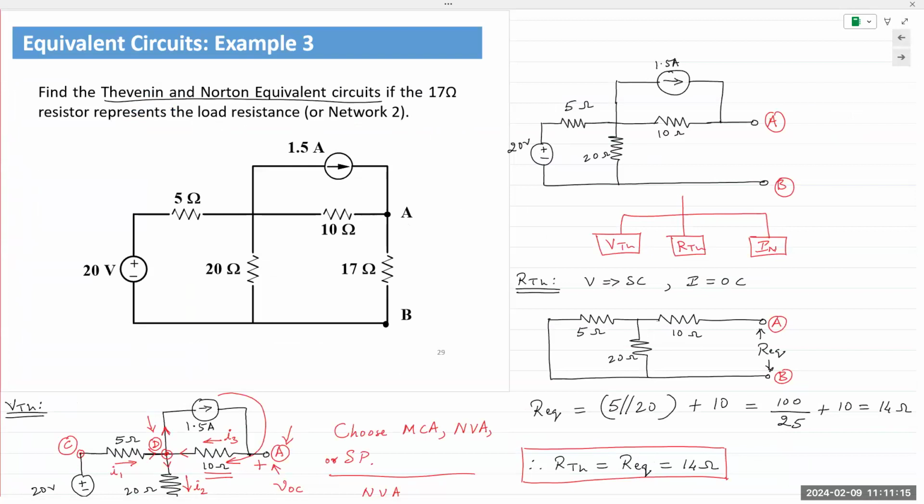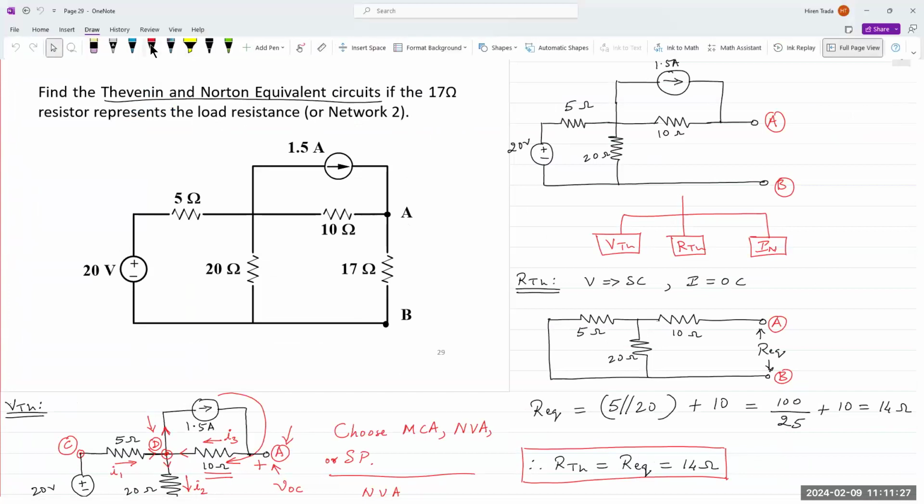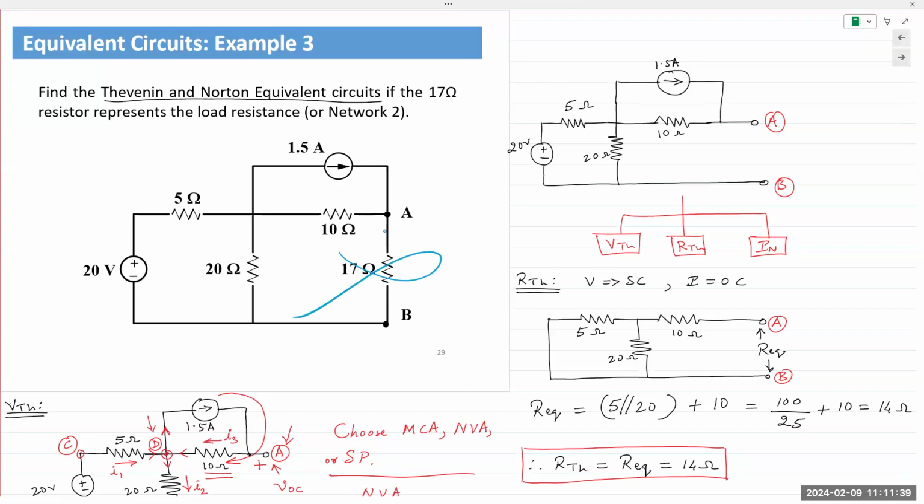Okay, equivalent circuits, example 3. We are asked to find the Thevenin and Norton equivalent circuits if the 17 ohm resistor represents the load network. And as always, whenever you see the word as seen by or represents the load resistance or represents the second circuit, that component is no longer part of your analysis. So we remove that and we redraw the circuit.